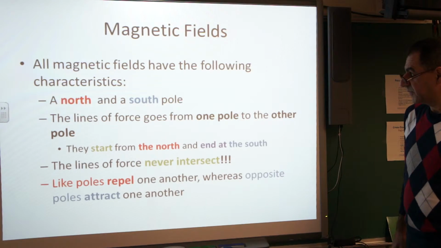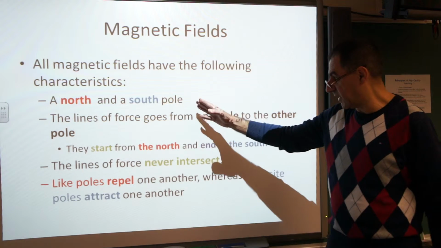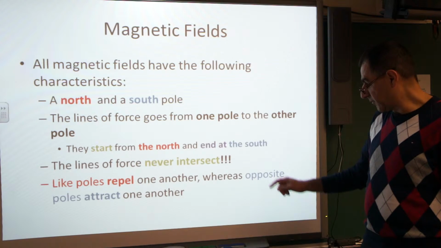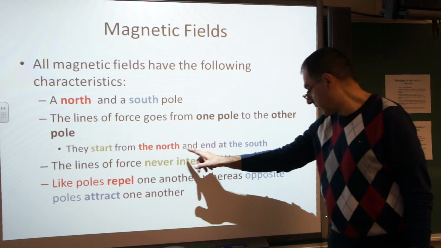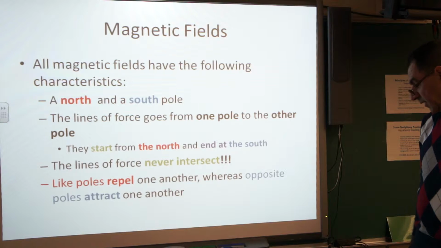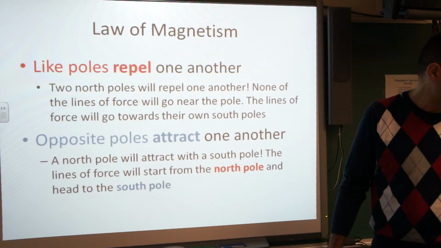Magnetic fields have the following characteristics: a north and south pole, as I discussed, and the line of force goes from one pole to the other. The most important thing here is that they start from the north and end at the south pole. The lines of force never intersect, and like poles repel one another, whereas opposite poles attract each other.